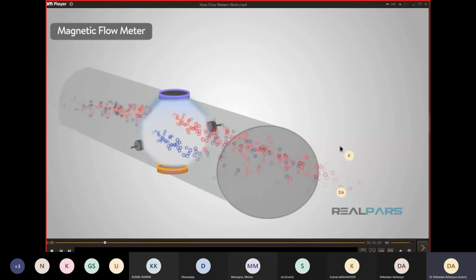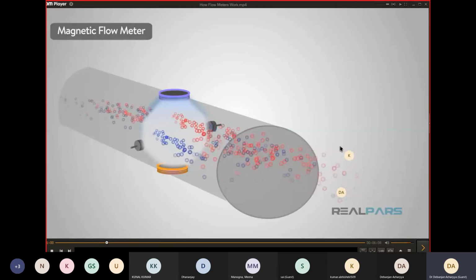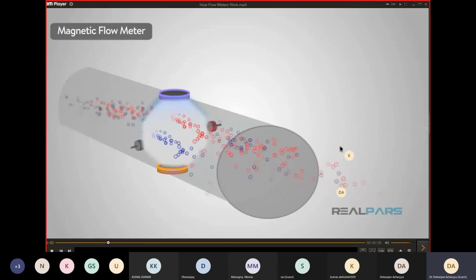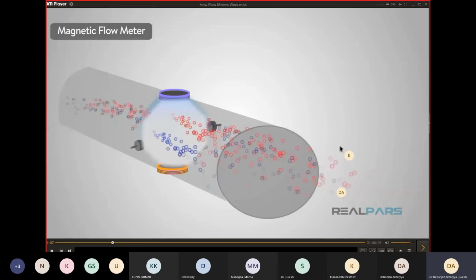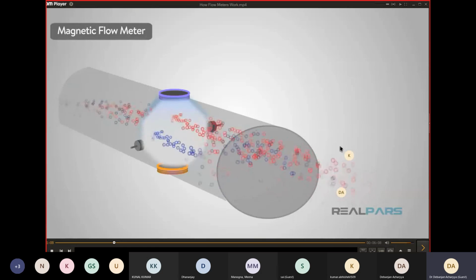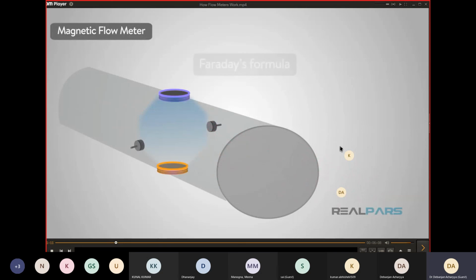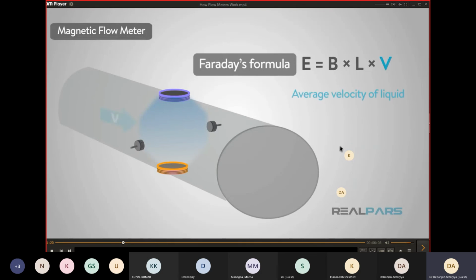Mag meters are volumetric meters that have no moving parts. This is ideal for those areas where you wouldn't want to be exposed to the measured liquid while working on the meter. The way a mag meter works is based on a formula called Faraday's formula. Firstly, again, the liquid must be conductive. A voltage is measured that is dependent on the average velocity of liquid, times the strength of the magnetic field, times the length of the conductor. This is the distance between the electrodes.